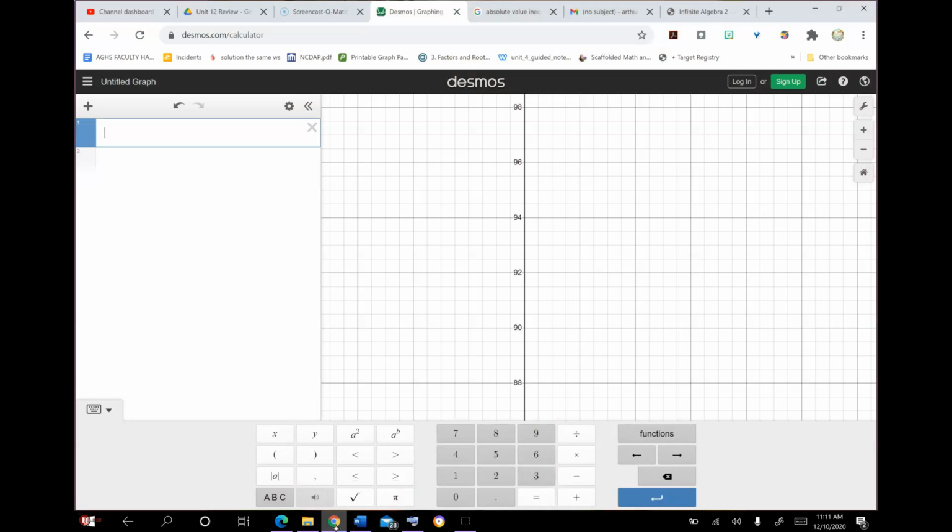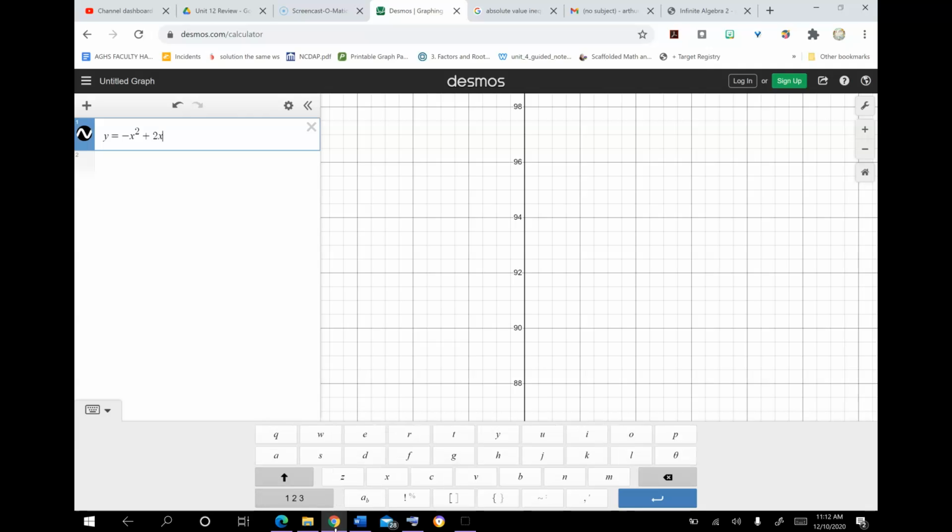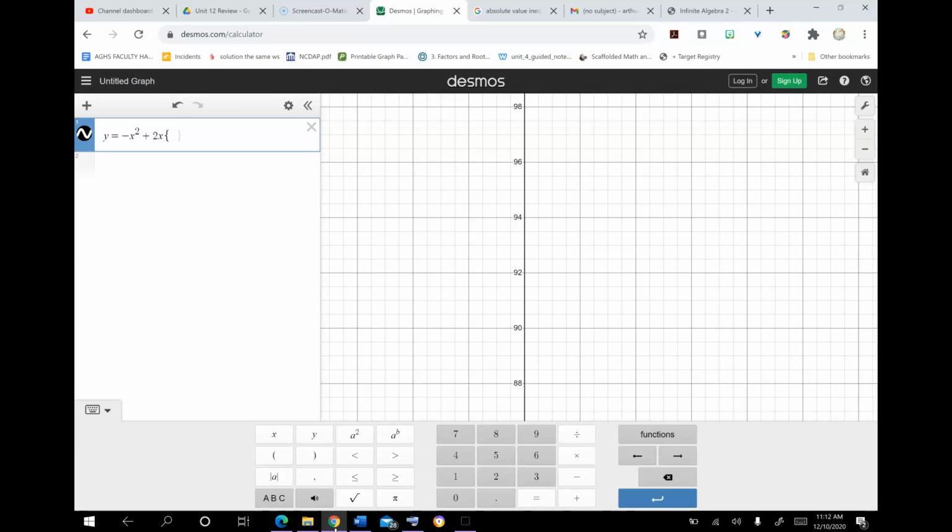So, line 1, you still got to have y equals, so it'll be y equals negative x squared, okay, plus 2x. Now, you have to put the inequality in there. To put the inequality in there, all you do is put the curly brackets. Okay, you got to have your inequality in the curly brackets. Okay, and it was x is less than or equal to negative 3.